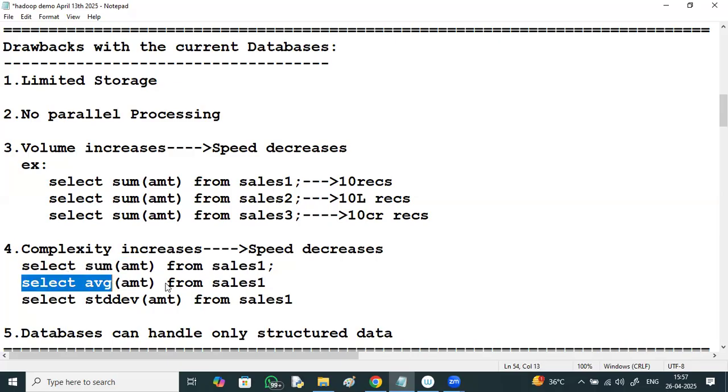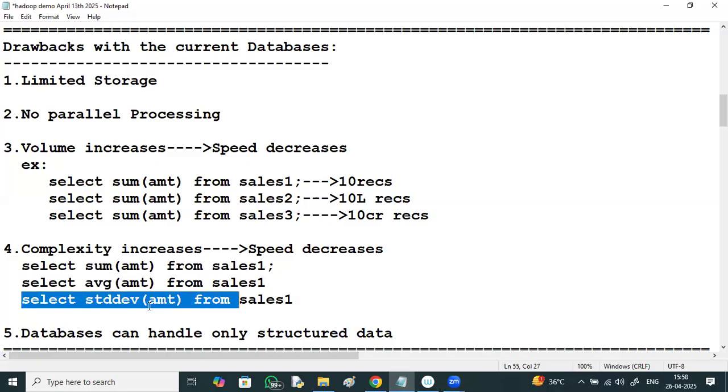The second query takes more time because average amount is a two-step process. First the sum has to be calculated, next the average has to be calculated, as compared to the first query. The second query is a time-taking process. And observe this third one, standard deviation, a lot of internal processing required. As compared to the first and second, the third query takes more time.